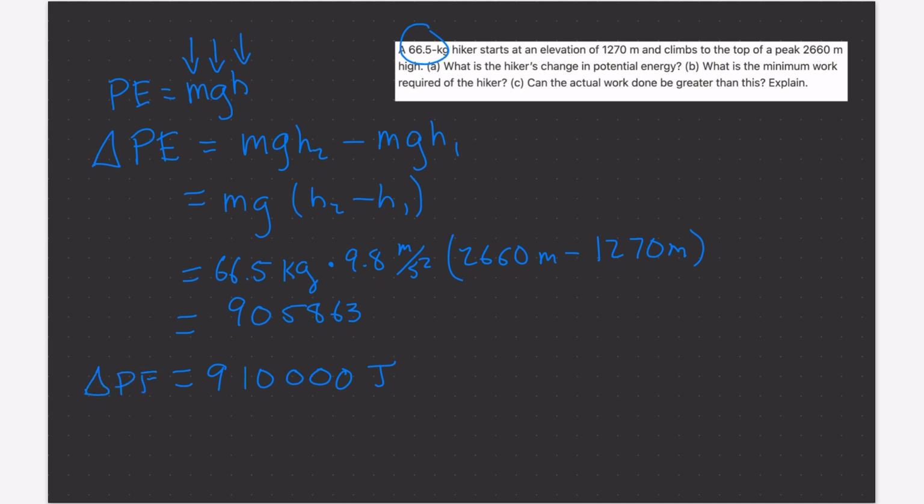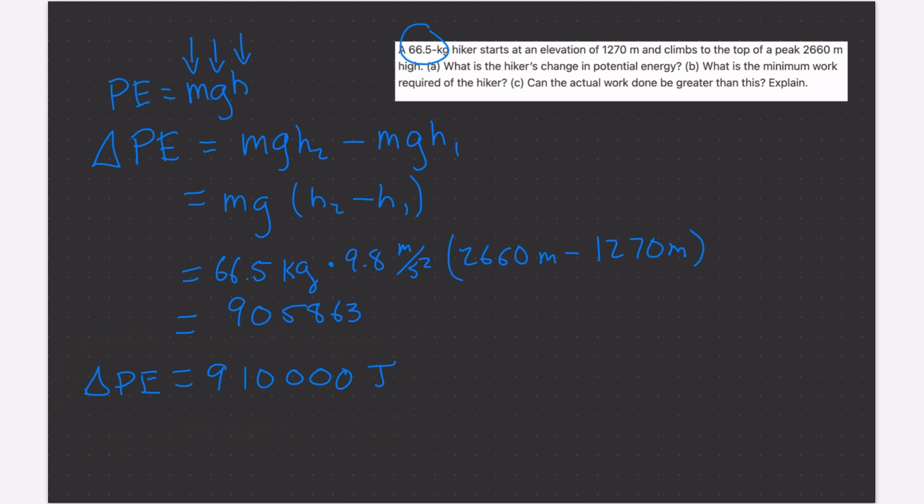Now let's look at part 2. Part 2 says, what is the minimum work required of the hiker? Oh, that's great, because we already know that the minimum work required is equal to our change in potential energy between these two. That is the minimum work required. Okay, so then we're going to say for part B, then our answer is actually just the same.